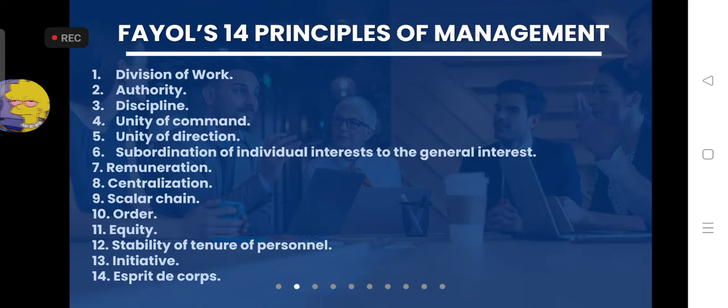Second to the last is the initiative, to encourage employees to act on their own in support of the organization's objective. And the last is the esprit de corps. So it is to promote teamwork and the unity of interest between the employees and the management. So next slide, please.